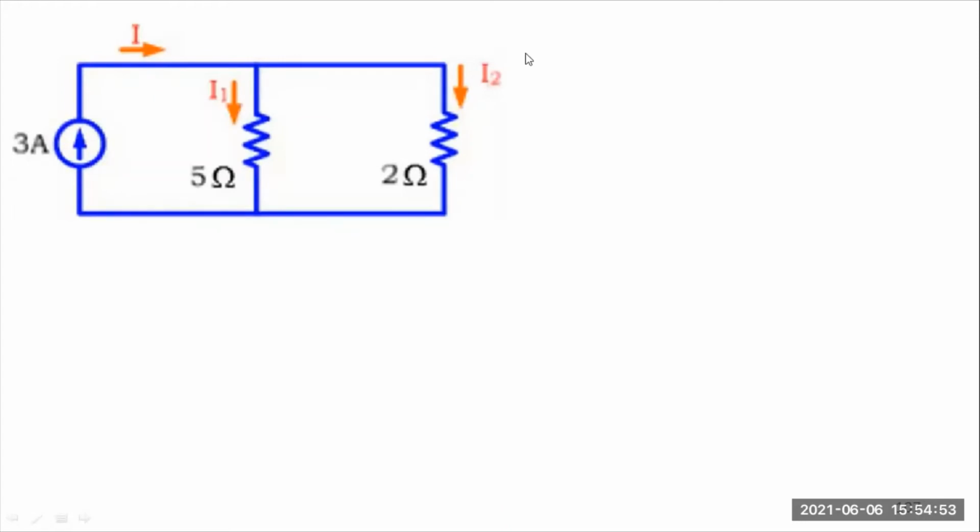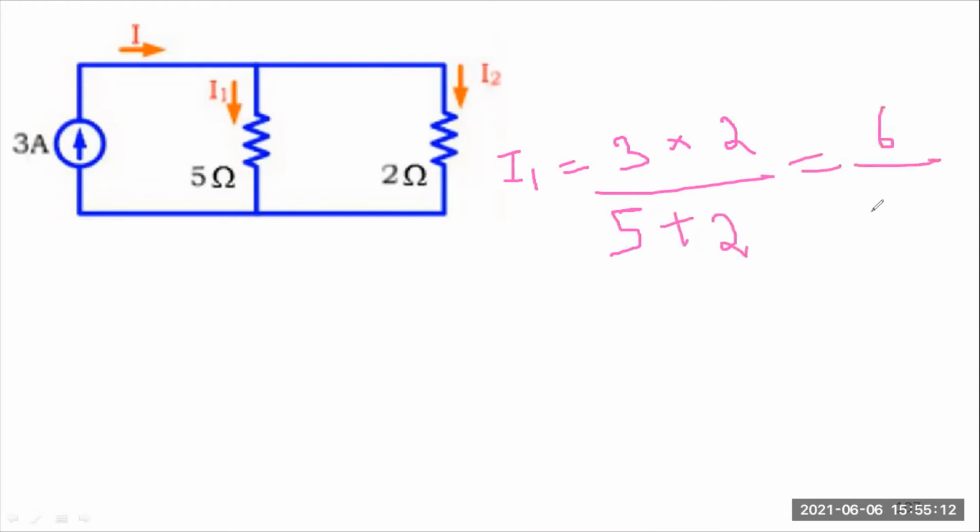So I need to calculate I1. Use the current division formula. I1 is equal to, what is the total current? 3 ampere. The total current is 3 ampere. The resistance of the opposite branch is 2, divided by the total resistance, 5 plus 2. So please solve this: 6 divided by 7. What is the value of 6 divided by 7? That is approximately equal to 0.857.